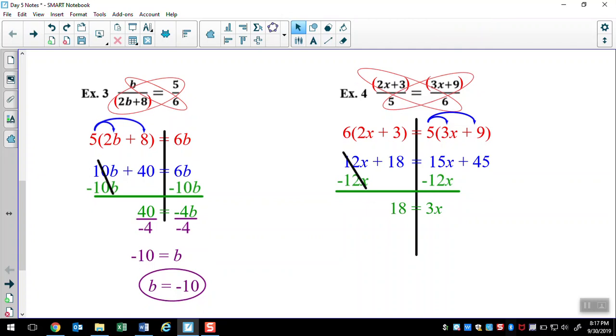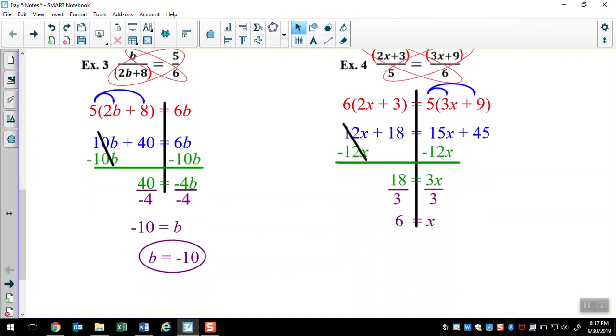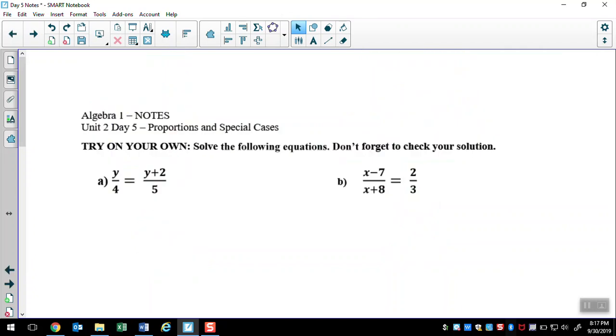Alright, next step, I need to isolate the x, so I'm going to divide both sides by 3. And we're left with 6 equals x. And again, I'm going to use my symmetric property, and I'm going to flip that answer around because I like my x on the left side. Alright, so now go to the next page, and you have 4 problems that I want you to try on your own. Go ahead, pause the video now.